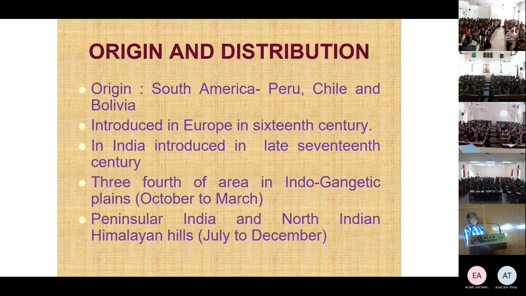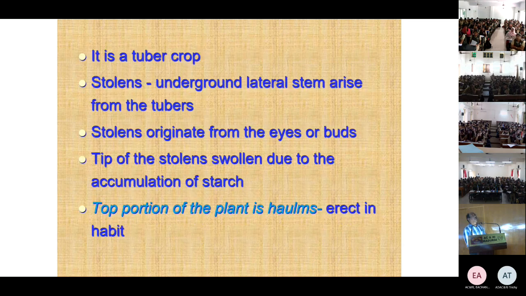Regarding the origin, South America, Peru, Chile and Bolivia is the origin of potato, and it was introduced in India in the late 17th century. Three-fourths of the area is occupied by the Indo-Gangetic plains, October to March, and the remaining area is peninsular India and the North Indian Himalayan hills, July to December.